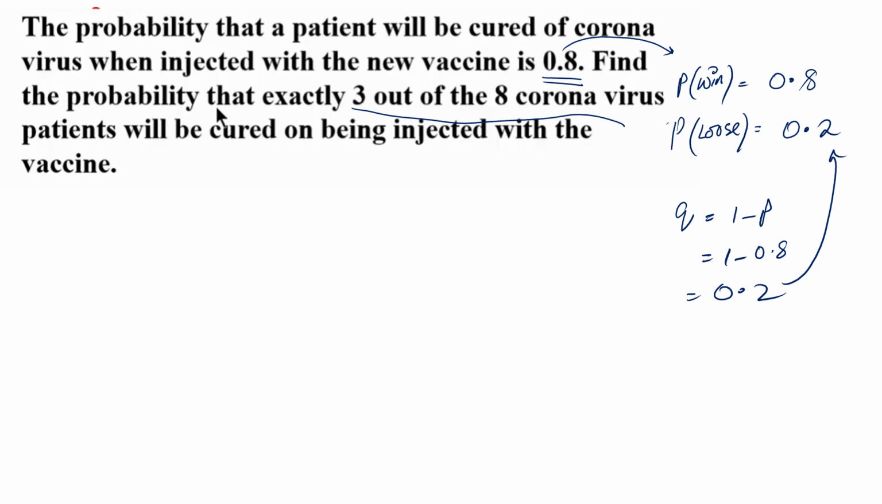Okay. So there are 8 virus patients. Out of this, exactly 3 were cured. So you have the situation that out of 8 patients, 3 were cured. Probability of getting cured is 0.8. Probability of losing or not getting cured is 0.2. Whatever we write here, we write the same number over here. Then from the 8, we minus the 3. So 8 minus 3 gives us 5. We will write that over here.